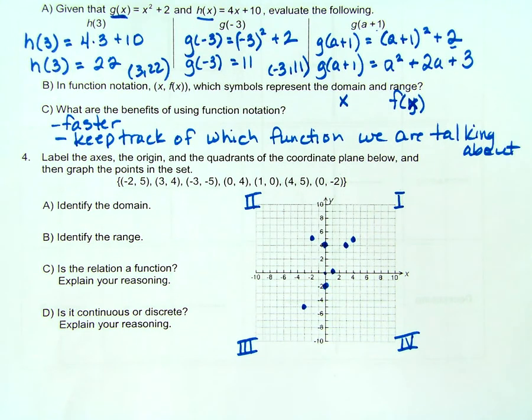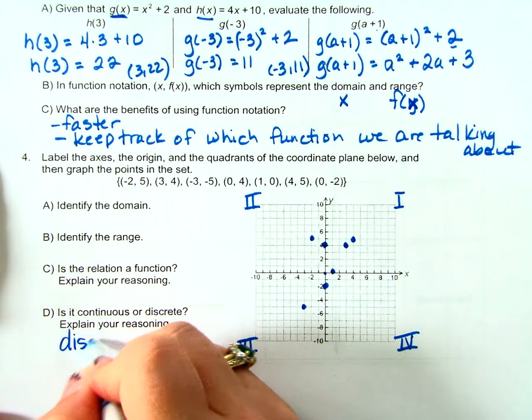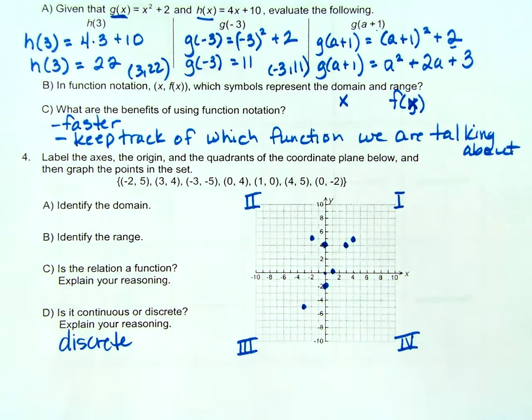It gave me a list of points. I can only go with the list of points it gave me. So is this continuous or is it discrete? Discrete, very good. What about this thing? Explain your reasoning. It gave us a list of points.